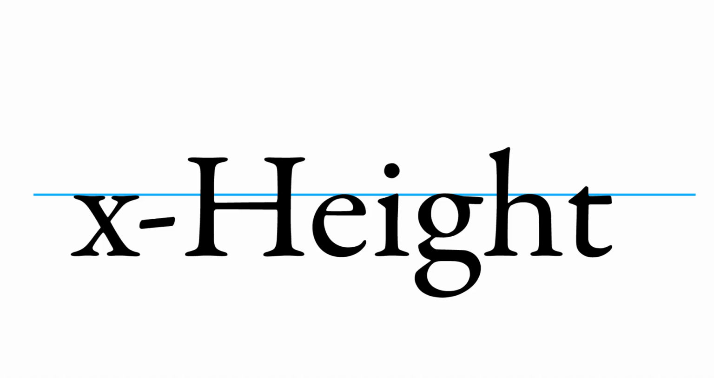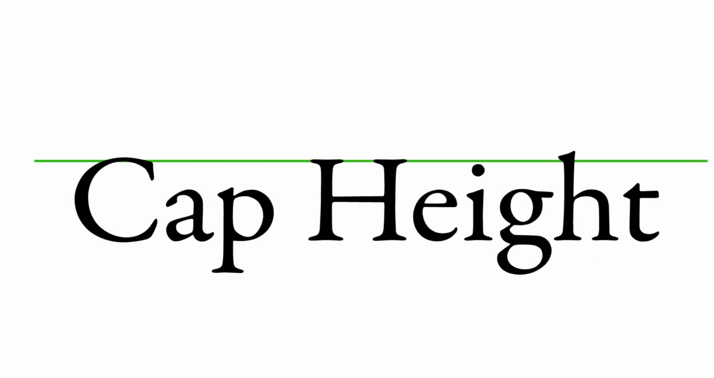X height, the height of lowercase letters without ascenders or descenders, measured from the baseline to the top of a lowercase x. This affects readability more than you'd expect. Larger X heights read better at small sizes. Cap height, the distance from baseline to the top of capital letters. Note, round capitals like O often extend slightly above and below the cap height for optical balance.